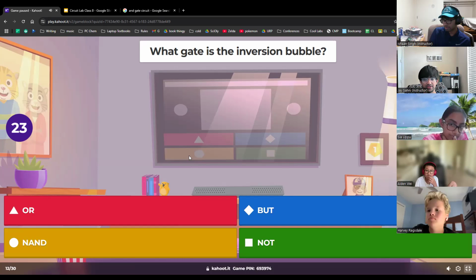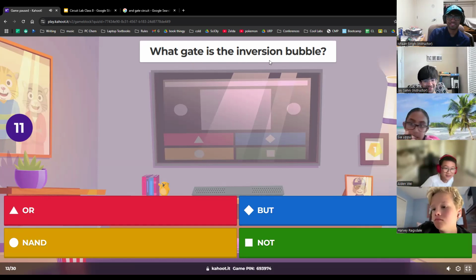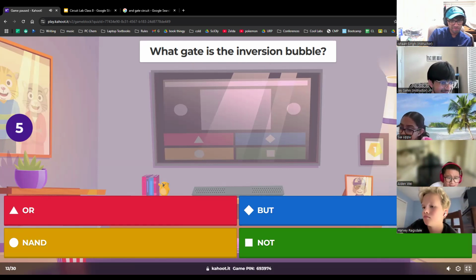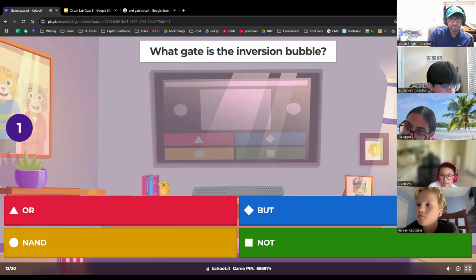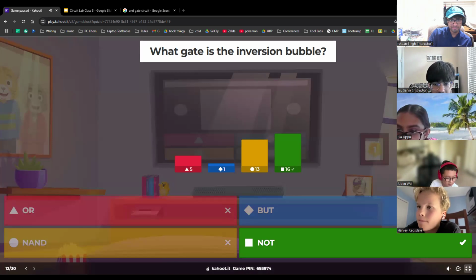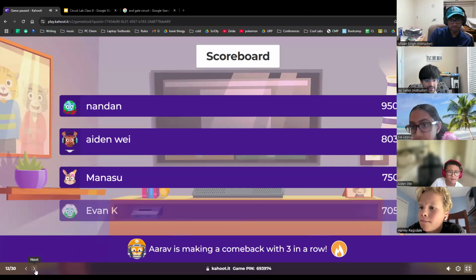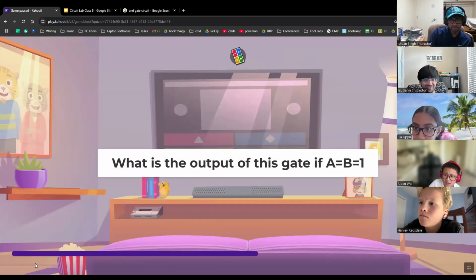Okay, moving on. That was probably one of the trickiest problems here. Which gate acts like an inversion bubble? That's a weird question. Half of these had Zand on them too. Yeah, it's the NOT gate. The NOT gate will invert whatever input is given to it, and that's exactly what our inversion bubble does.